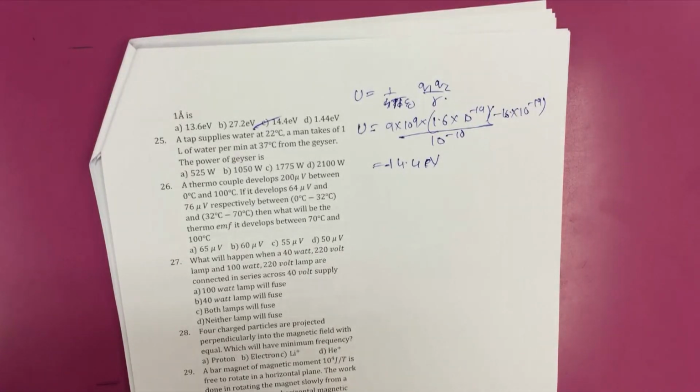Question 25. A tap supplies water at 22 degrees Celsius. A man takes off 1 liter of water per minute at 37 degrees Celsius from the geyser. The power of the geyser is. Now mass of water is volume into density. Volume is 1000 ml.